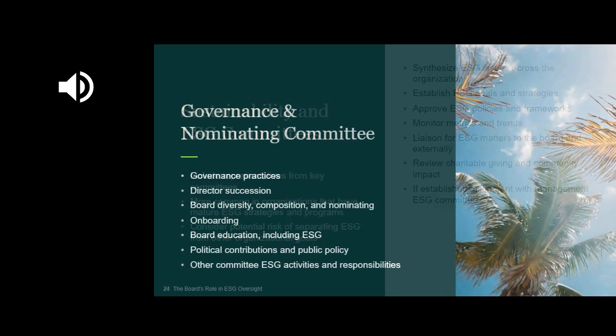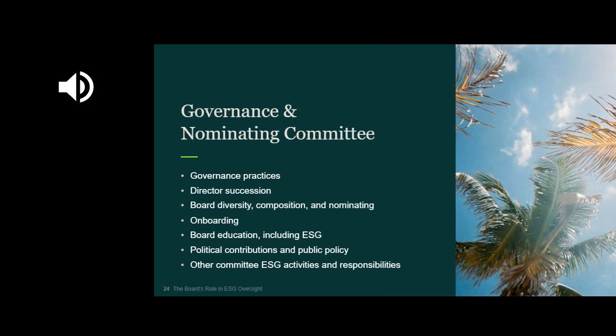ESG is often covered in the governance and nominating committee when we think about our governance practices, our board education, what committees are actually responsible for ESG, right? That's something that the governance and nominating committee would absolutely look at. Political contributions, public policy, how we monitor that, how we set policy for that, that's absolutely an important piece of that as well. And as Jessie mentioned in the beginning, when your company is looked at for appropriate governance, they're looking at the activities of that governance and nominating committee.